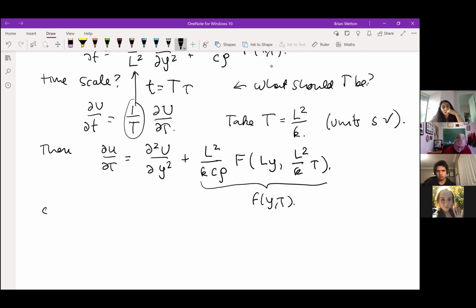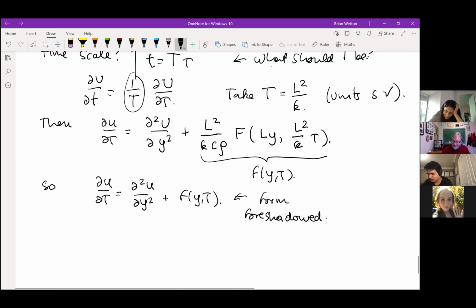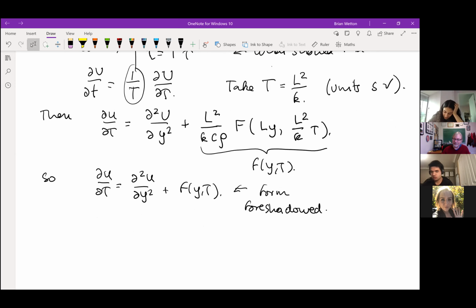I'm just going to call it f of y and tau. So now I've got du d tau is d2u dy squared plus f of y and tau. This is the form foreshadowed in ancient texts held by the prophets. No, foreshadowed at the beginning of the lecture. So I said I was going to non-dimensionalize the problem.